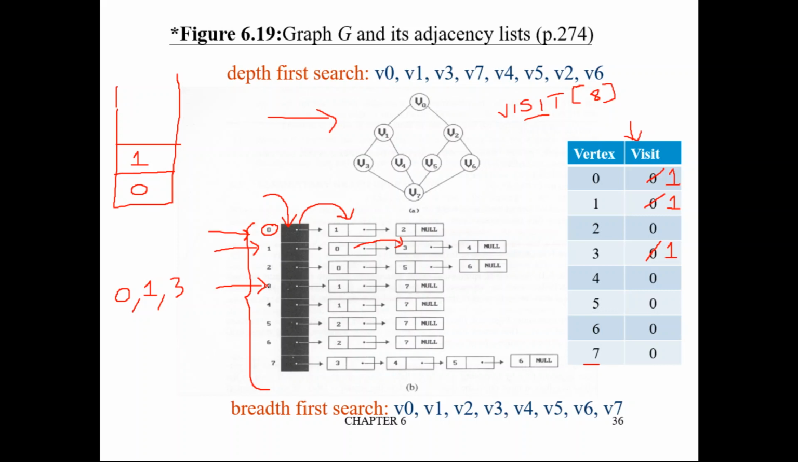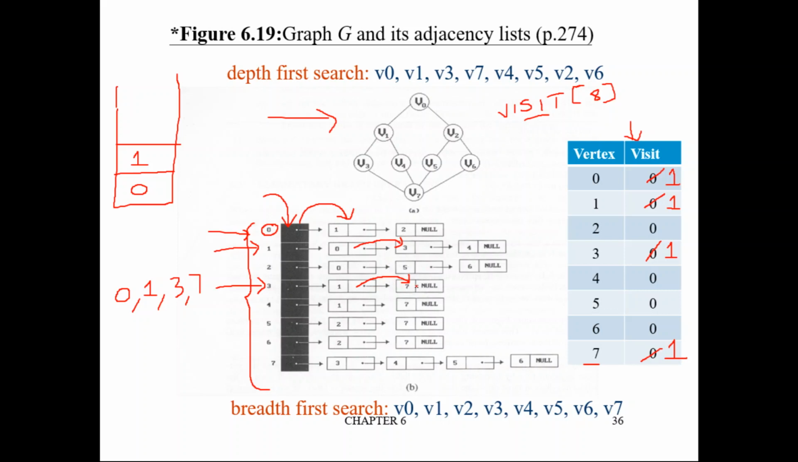Okay. So 3, yes, obviously we visited 3. Now 3 is pointing to 1. Is 1 already visited? Yes, it's visited. If it is visited, just go to the next node. So 3 is pointing to 7. Is 7 visited? No, 7 is not visited. So visit 7 and make its visit array value corresponding to that as 1.